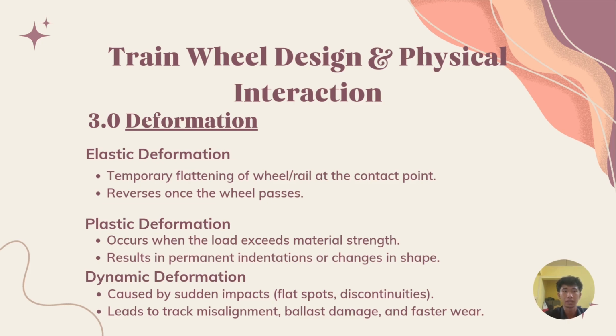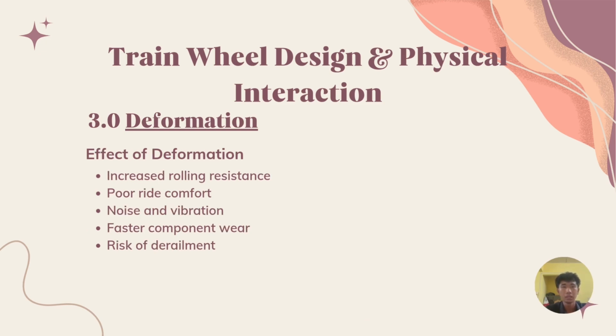Lastly, the dynamic deformation. It is caused by sudden impacts such as flat spots and discontinuities. It leads to track misalignment, ballast damage, and faster wear. Here are some of the effects of deformations: increase in rolling resistance, poor ride comfort, noise and vibration, faster component wear, and risk of derailment.